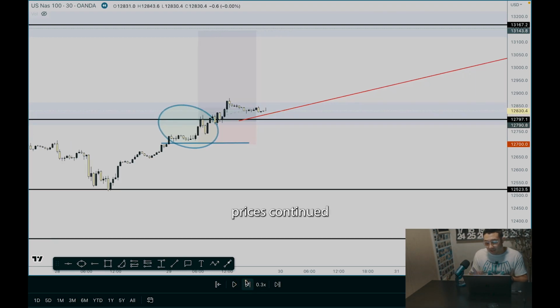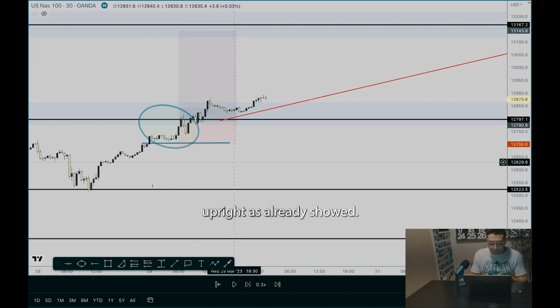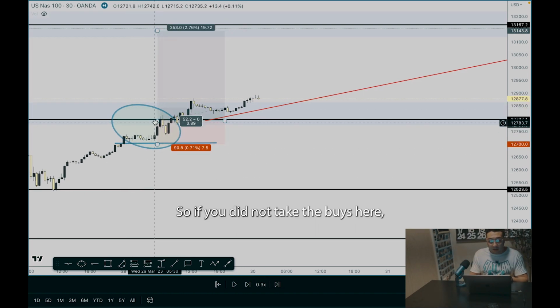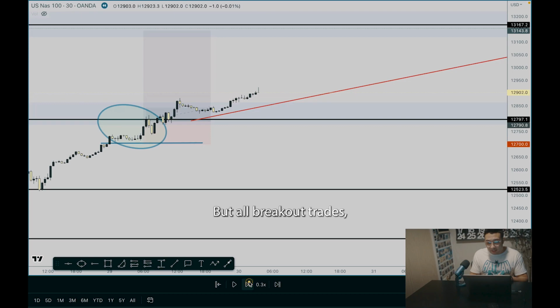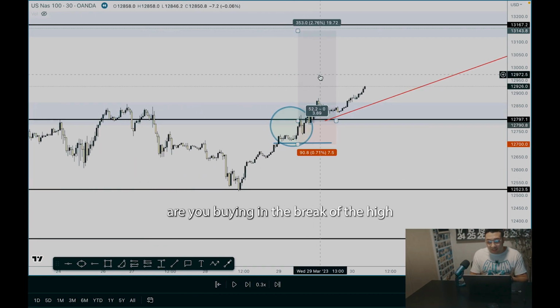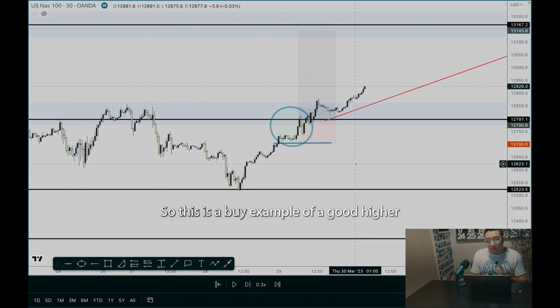And obviously price just continued up, as I already showed. If you did not take the buys here, even though this is perfectly acceptable, you would have taken them on the break once again and then just continued riding the move up. That's all breakout trades are. You're buying on the break of the high or the break of the lows. So this is a buy example of a good higher time frame breakout trade.